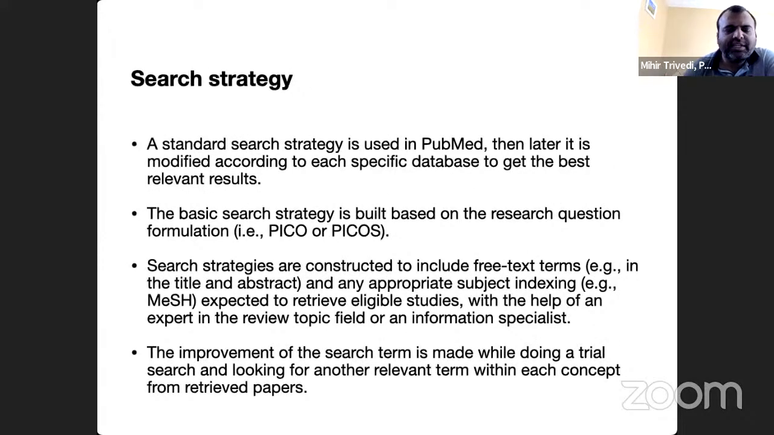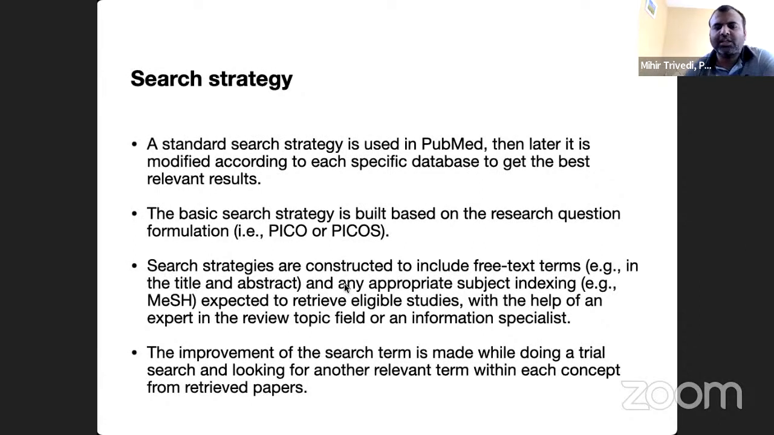Now, search strategy. A standard search strategy is used in PubMed, then later it is modified according to each specific database to get the best relevant results, assuming somebody is using PubMed at first and then going to a different database afterwards. The basic search strategy is built based on the research question formulation, for example, PICO or PICOS.